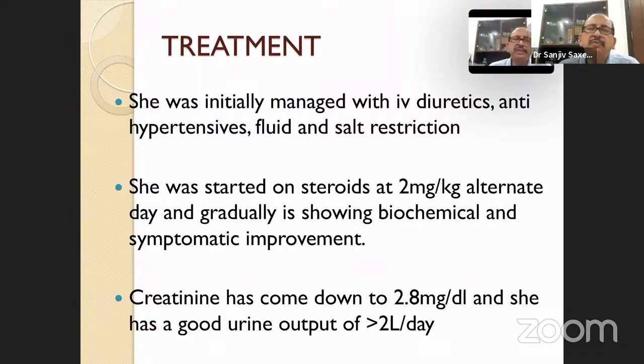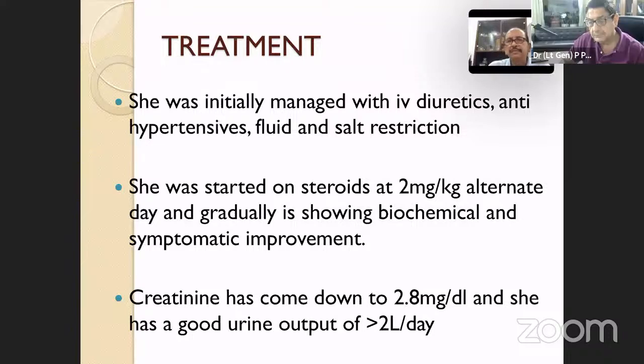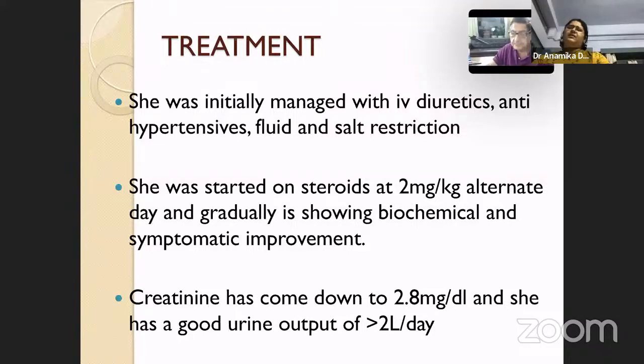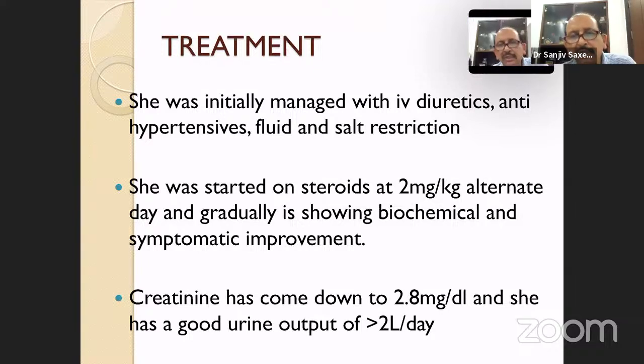So in this patient, how long did you wait, or did you start immediately after getting the biopsy report? We started immediately after getting the biopsy report, sir. And what made you decide on that?